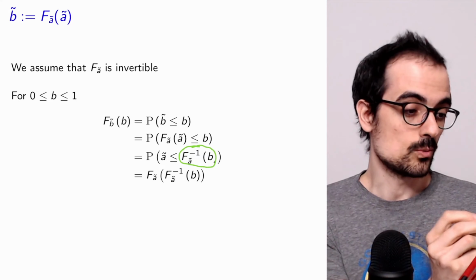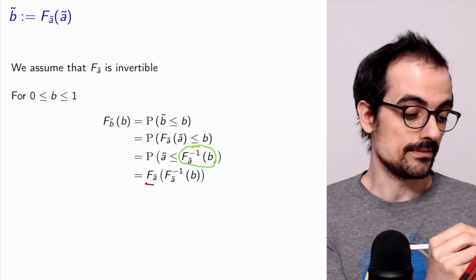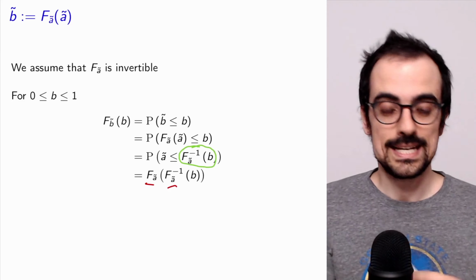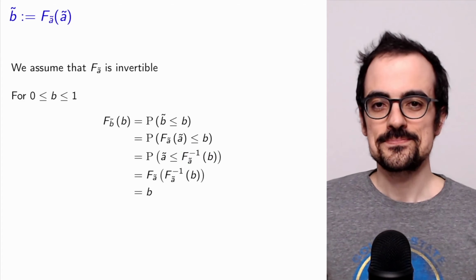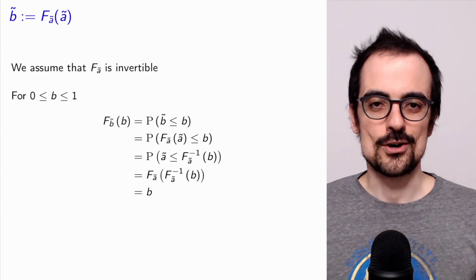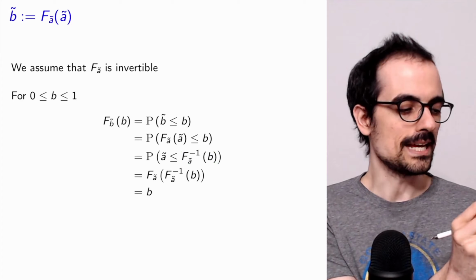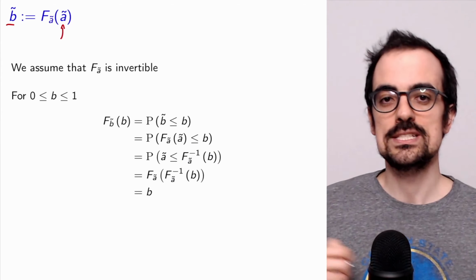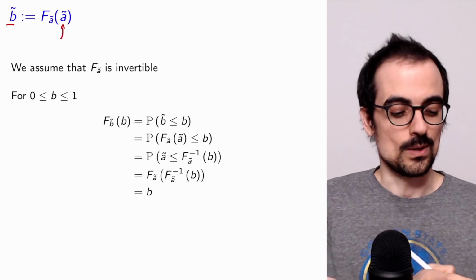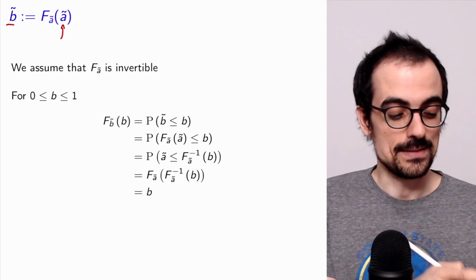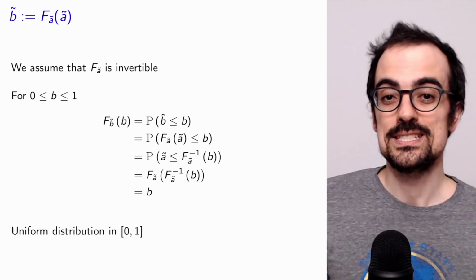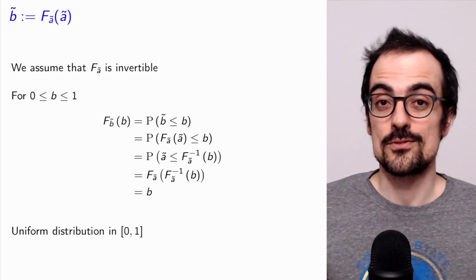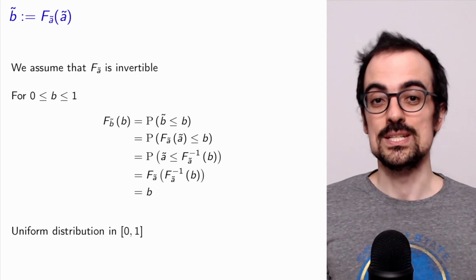And now what happens? Well, we have an expression where we're applying the CDF to its inverse. What do we get? We just get B. So the CDF of this new random variable B, obtained by plugging A into its own CDF, is equal to B between 0 and 1. So what is its PDF? The PDF is equal to 1 between 0 and 1. So this is just a uniform distribution between 0 and 1.